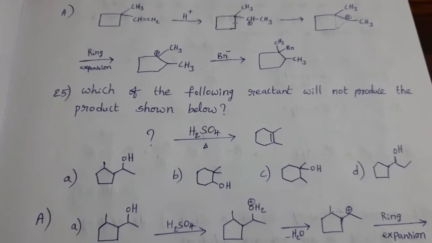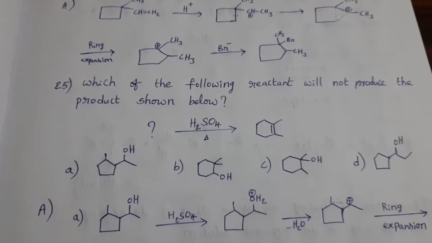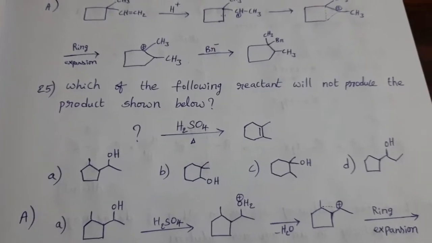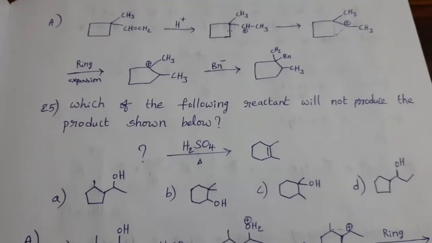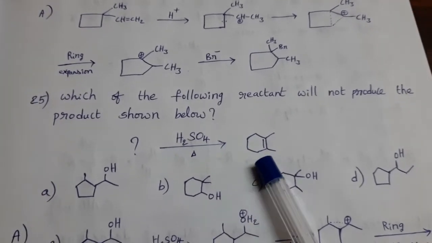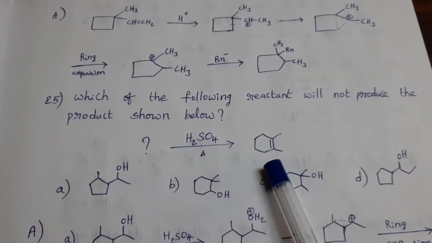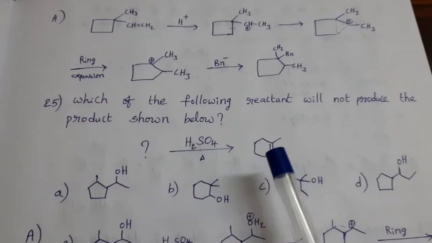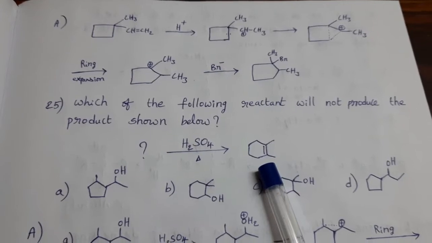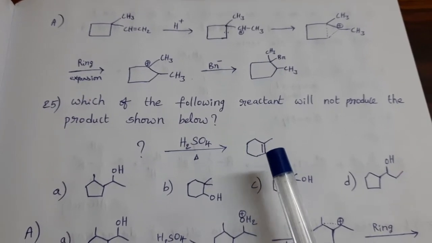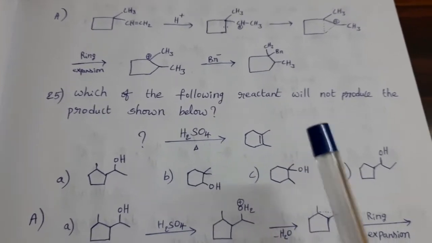Now see the continuation of forensic laboratory exam questions. Which of the following reactant will not produce product shown below? So here product is given, reactant we should identify. Four options are given. This type of questions are very important because this question is related to ring expansion. In last class we completed one question related to the ring expansion. This one is also a similar type of question.